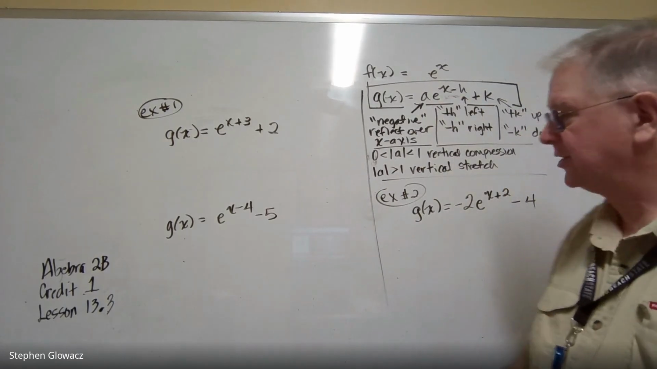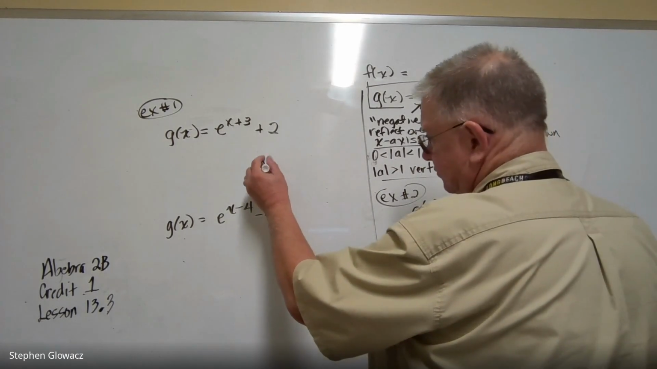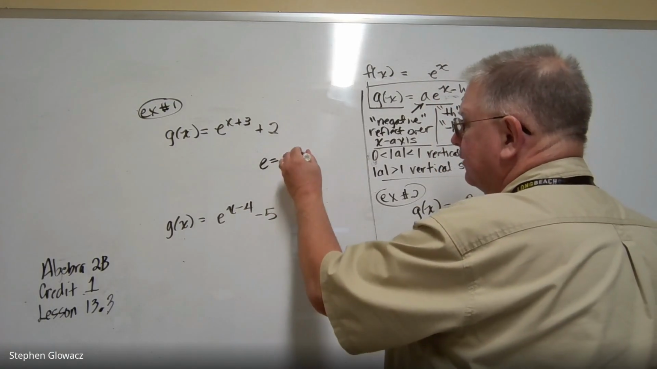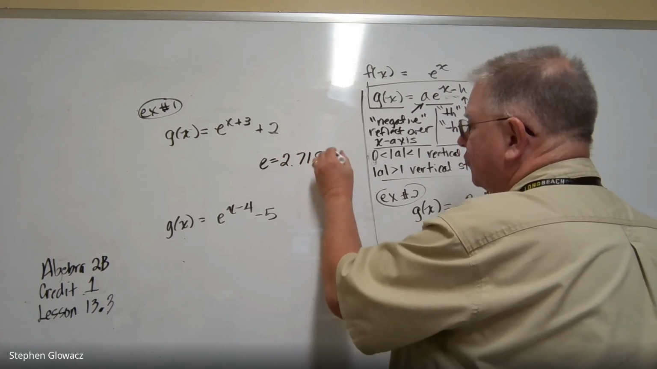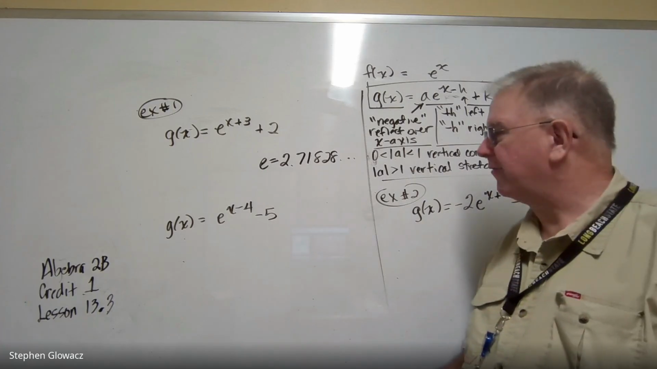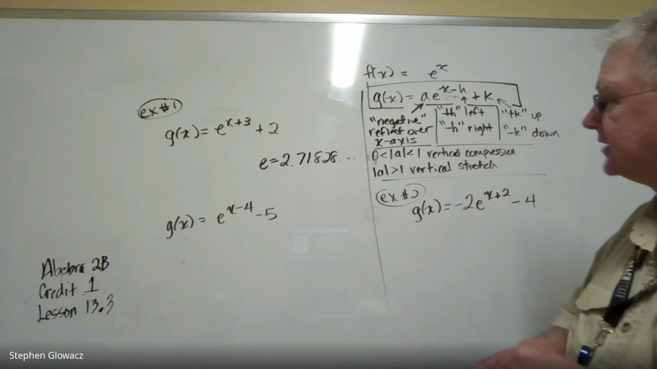E is that natural number. It's kind of like pi. It's a constant. It's approximately equal to 2.71828, and it's an irrational number. It keeps on going from there. And so that's what we're going to be doing.